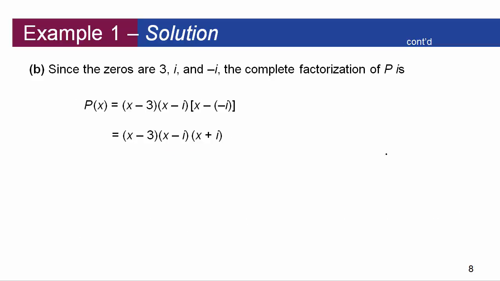And then here's our factors. x minus 3, x minus i, and then x minus the negative i, which of course reduces to x plus i.